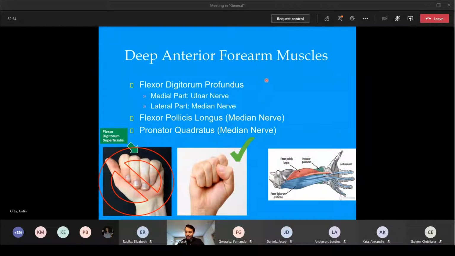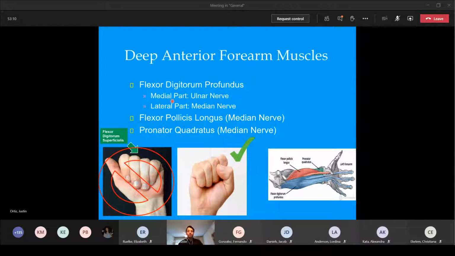Okay, and then this is a little summary right here. So remember, deep anterior forearm muscles, flexor digitorum profundus. The medial part is actually going to be innervated by the ulnar nerve, right? This is the same thing as saying the ulnar head, right? The lateral part is going to be innervated by the median nerve.